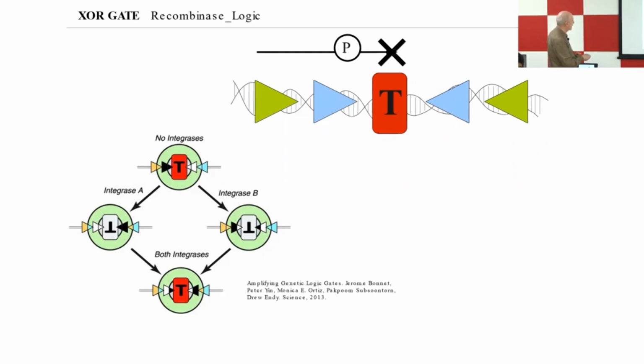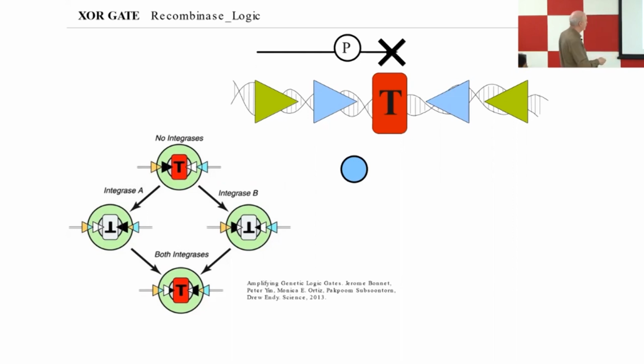But in this particular case, the blue ones are recognized by integrase A. And flanking these sequences, you have other sequences that are recognized by another integrase. Therefore, depending on the integrase that you express in the cells, the integrase will act on these sequences here or on the other sequences. Now, the starting point, that means no signal. If you have no signal, there is no expression of the integrases, and therefore the terminator will stop transcription because it's in the right orientation.